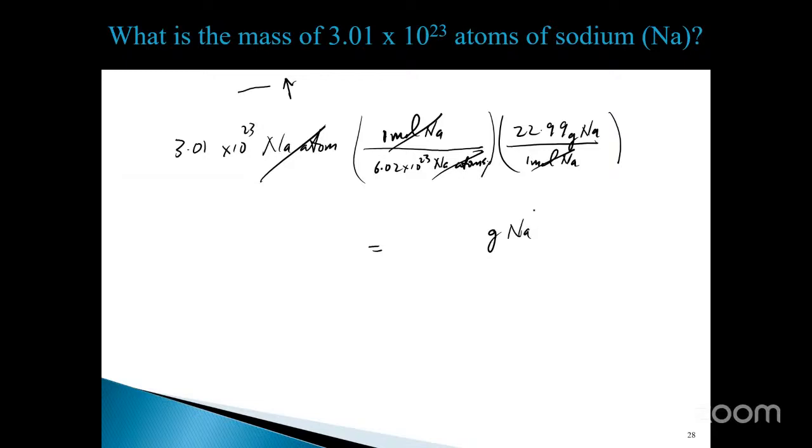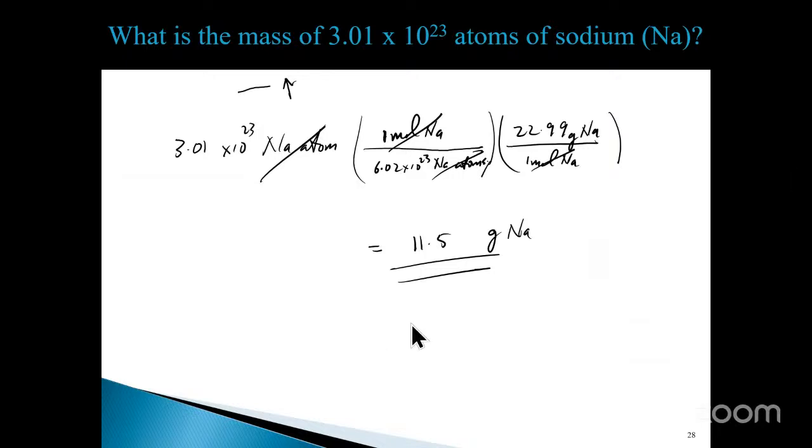So let's do the number crunching: 3.01 times 10 to the 23 divided by 6.02 times 10 to the 23 times 22.99. And according to my calculation, this works out to be 11.5 grams of sodium. And that's how that is done, all right? Any questions about this?